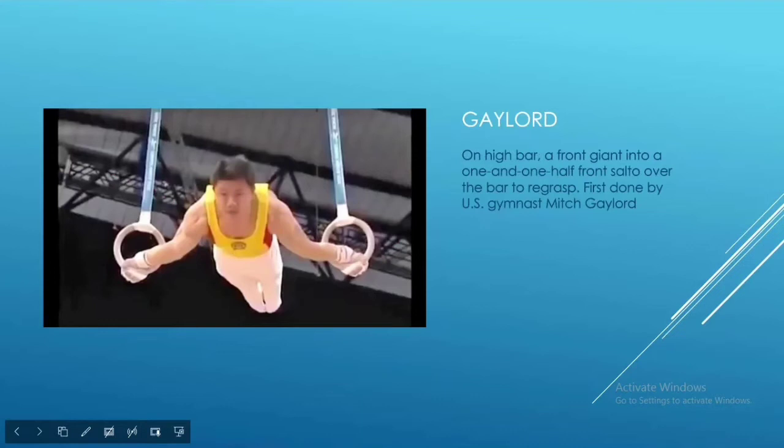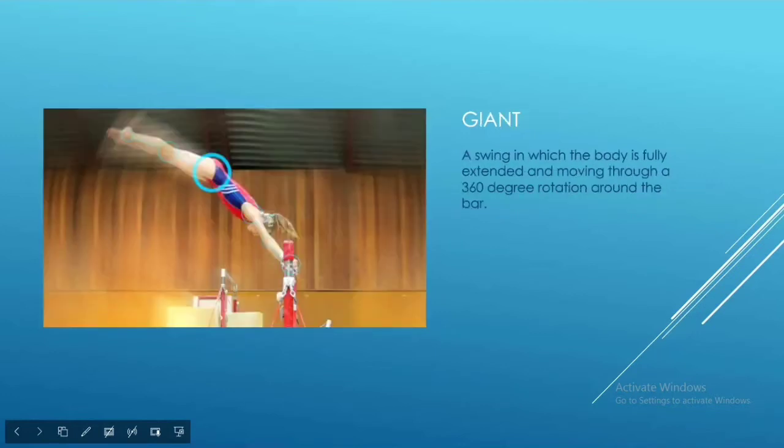Gaylord. On a high bar, a front giant into a one-half front salto over the bar to regrab, first done by U.S. gymnast Mitch Gaylord. Giant. A swing in which the body is fully extended and moving through a 360 rotation around the bar. So meaning, they are just spinning around on the bar.